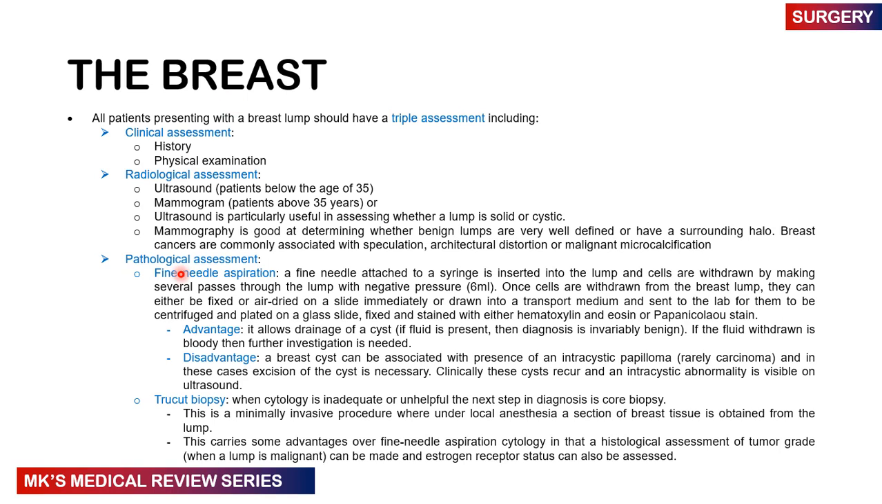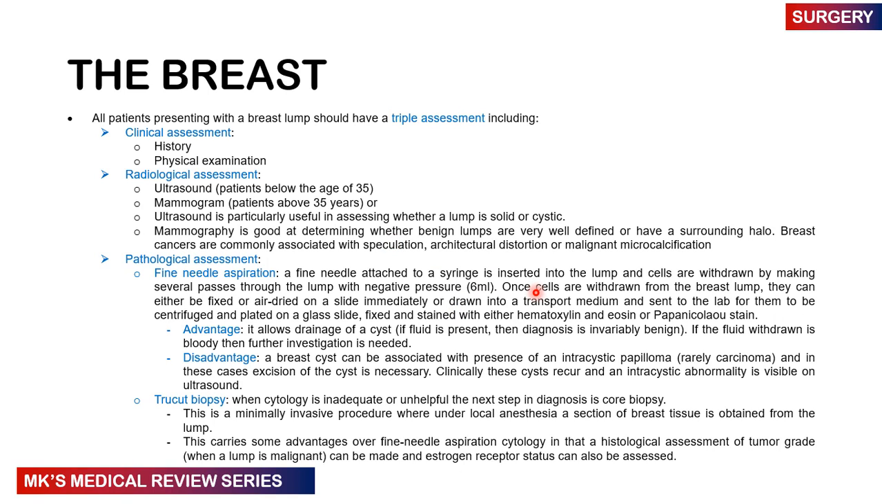Then we have our histology, which can be done by biopsies. So your fine needle aspiration cytology, and your trucut biopsy. Remember that in fine needle aspiration cytology, you're going to be using a fine needle attached to a syringe that's inserted into the lump, and cells are withdrawn by making several pushes through the lump with a negative pressure of about 6 mL.